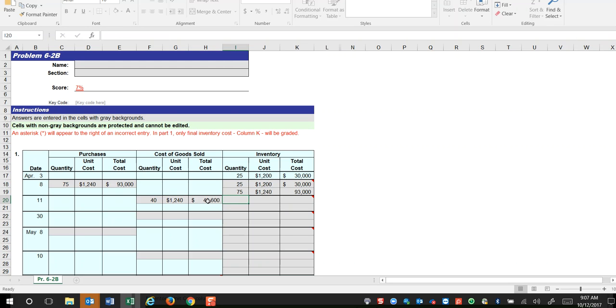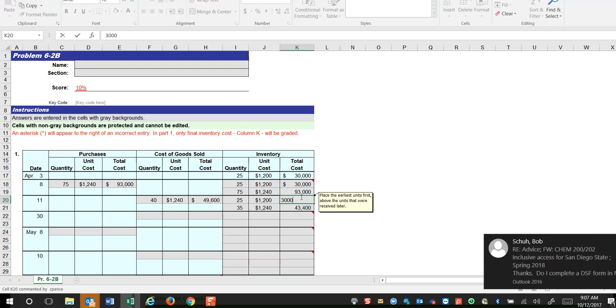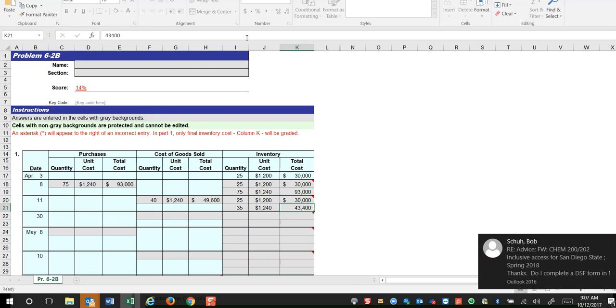Now what they want to know in this area is how much inventory do I have? Well, I didn't touch these 25 at 1,200, so I've still got those. But what I have touched is 40 of those 75, leaving me with only 35 left at the 1,240. I hope that makes sense. And then you just simply extend that out. So now I've got 43,400 here and that same 30,000 there.